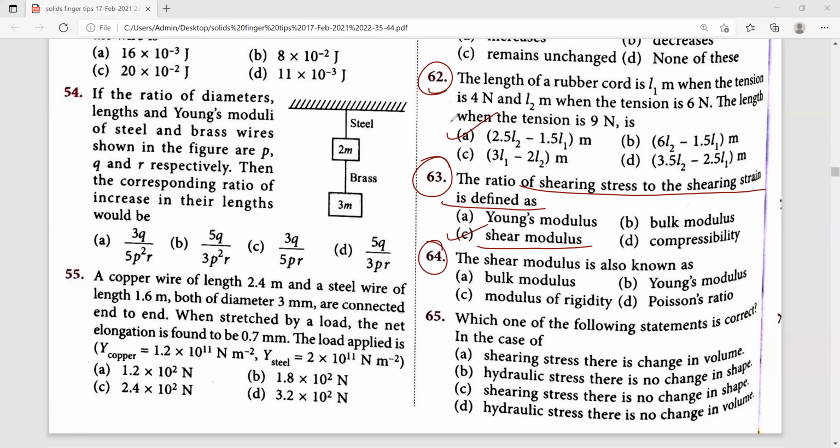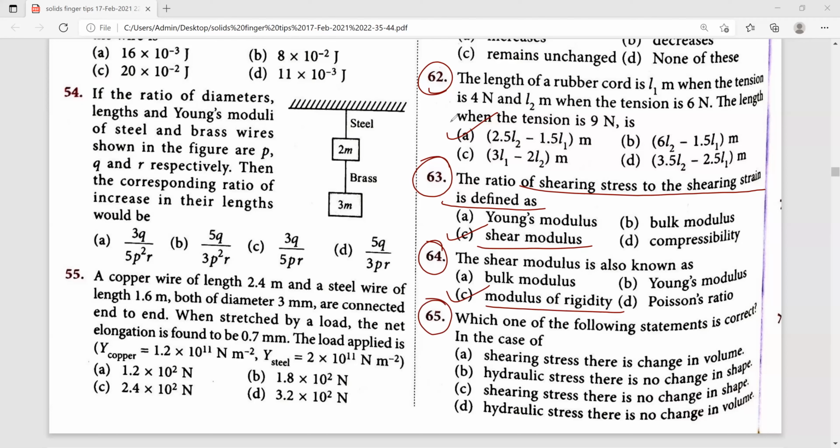64. Shear modulus again, a theory question. 4 options they have given. Shear modulus is also known as modulus of rigidity. Therefore, C is the right answer.